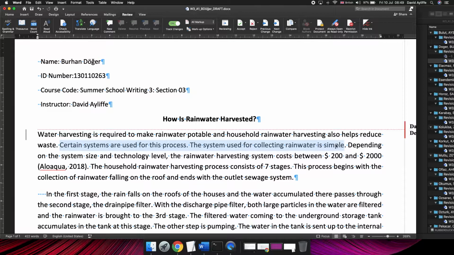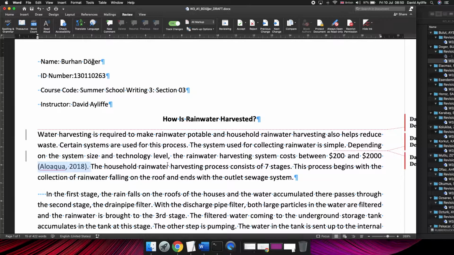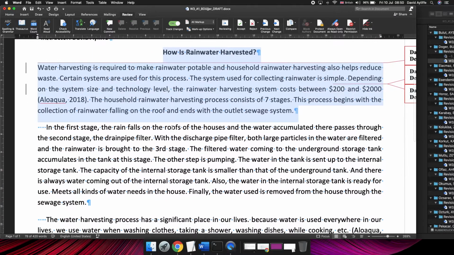These two we can combine. Yeah. Depending on the system size and technology level, the rainwater harvesting system costs between. Okay, very good. Yeah, very nice. We have a citation here. Super, well done. The household rainwater harvesting process consists of 7 stages. That's super. Well done. Yeah, very good, Burhan. That's a very good introduction. It's a very good title. It's a very good introduction.